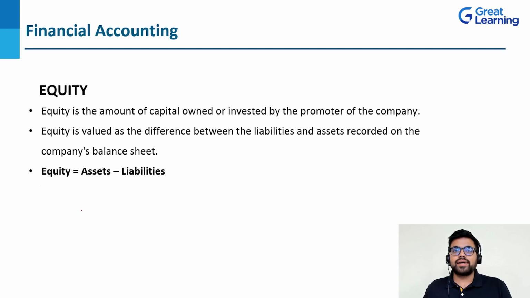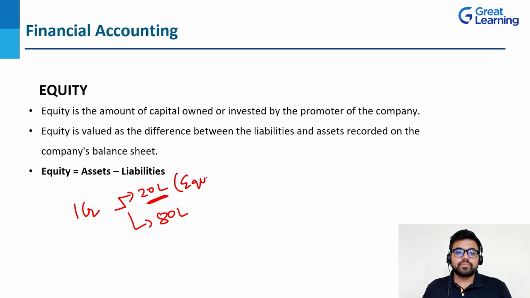Let's say that you are buying a truck for your company for your logistical needs. You're buying a truck worth 1 crore. But you only have 20 lakh in hand with you, and the rest 80 lakh you take as a bank loan, right? So in this case, the 20 lakhs that you have in your hand is called your equity, and the 80 lakh loan that you have taken is called liability, because you have to give it back, right?